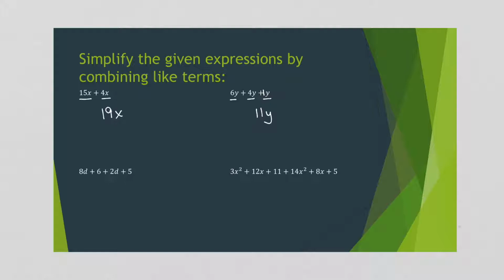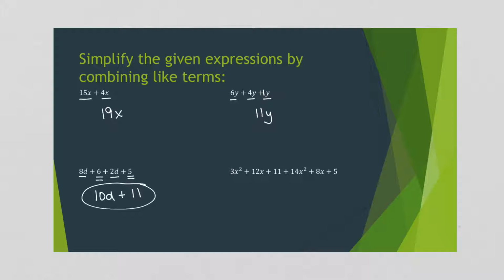Alright, the bottom left. Our like terms are 8d and 2d, and then 6 and 5. So 8d plus 2d is 10d. 6 plus 5 is 11, but you can't just leave your answer like that. You have to separate your terms with either a plus or a minus. And since that 11 is positive, I'm going to put a plus in front of it. Now 10d and 11 are not like terms. There's nothing else you can do to this. This is as good as it gets.